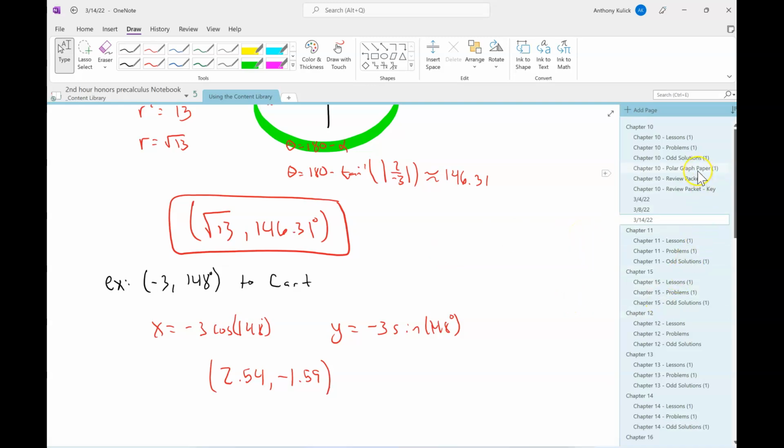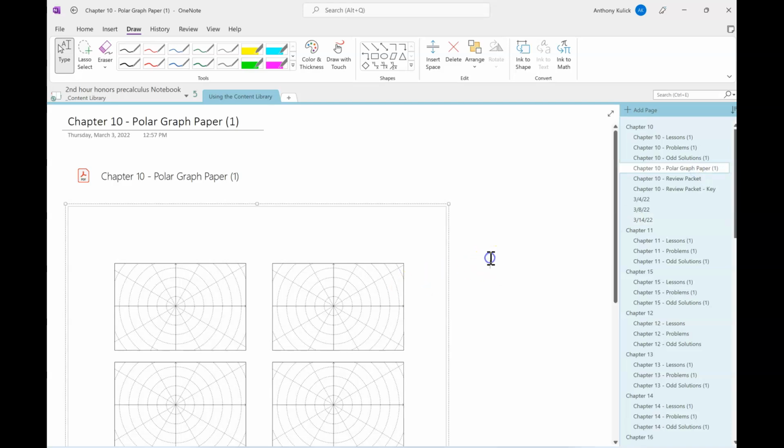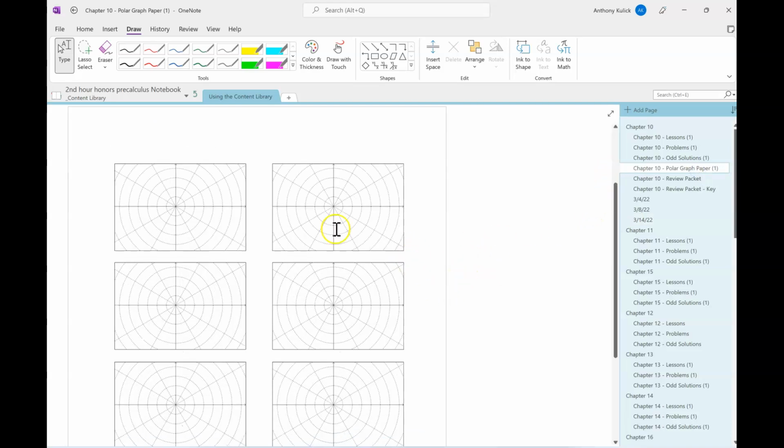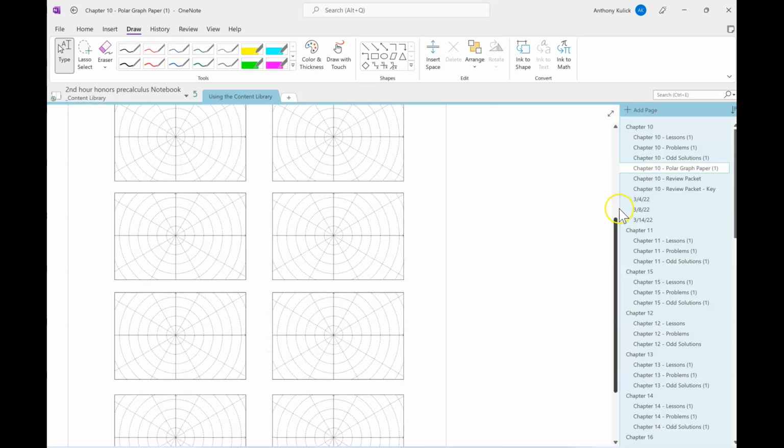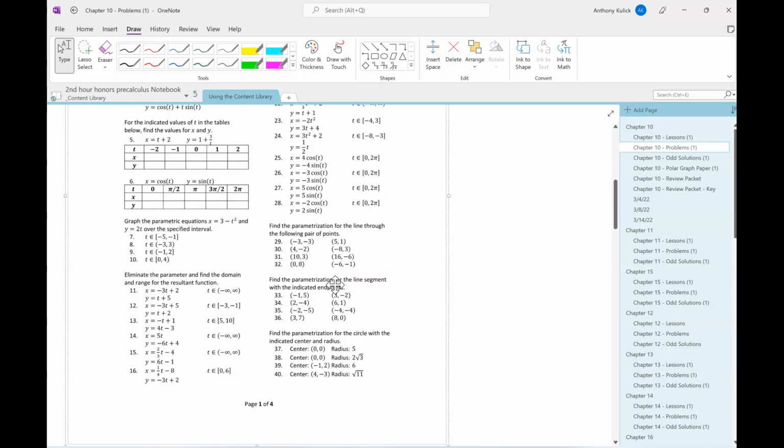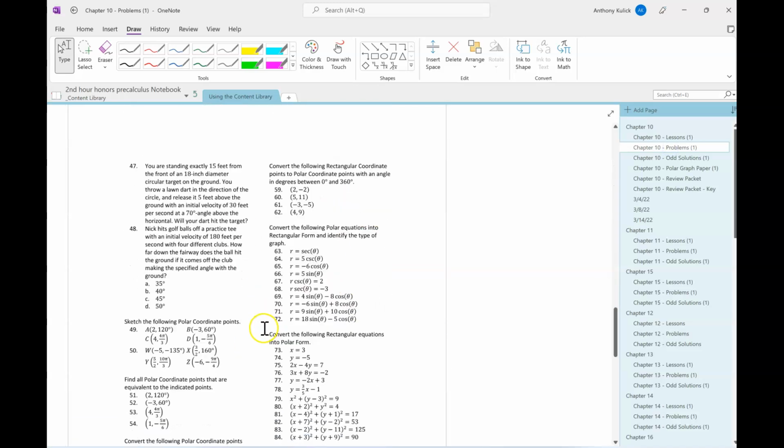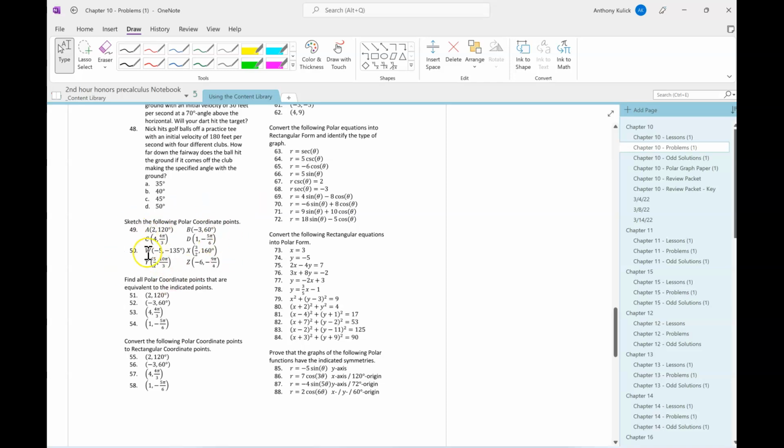Also worth pointing out to you guys that I didn't include it in the OneNote is polar graph paper, that if you want to use that to do the homework problems or if they're asking you to graph polar coordinate points, like we asked you here, that could be helpful to you. Just for practice and stuff, you know. Would today's lesson be on homework? No, homework would really be up through what we did last week.